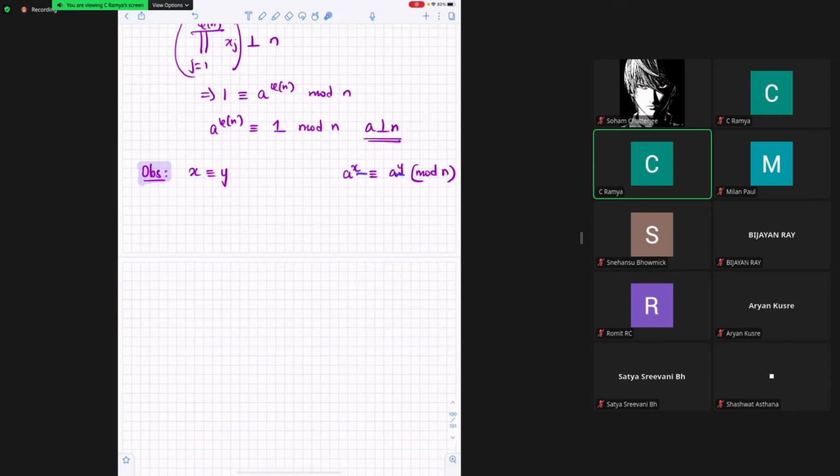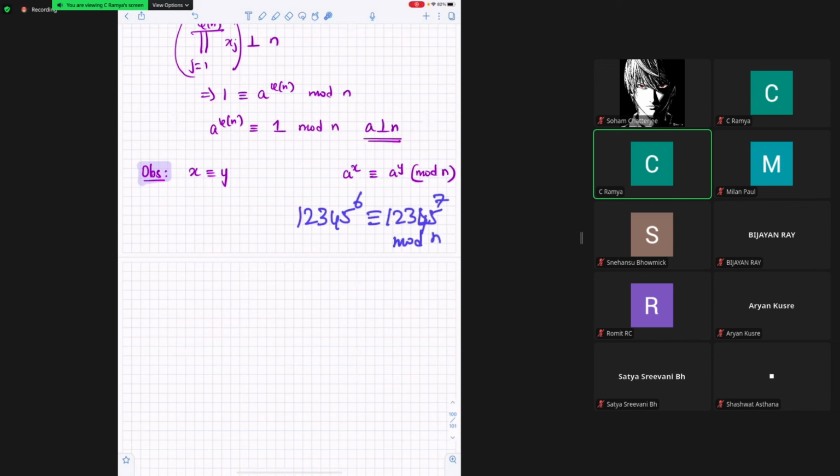Let's say x and y are small, but a is super large. x is a 1-digit number, say 3, and y is 5. n is also small, but a is very, very large, some 100-digit number. Is a^x congruent to a^y mod n? That's the question.